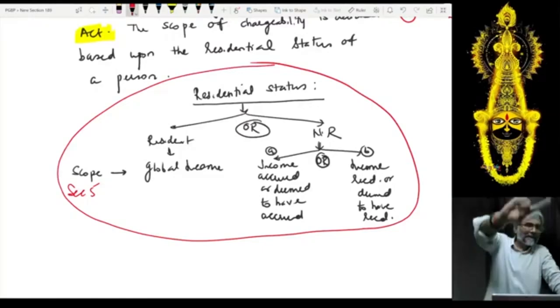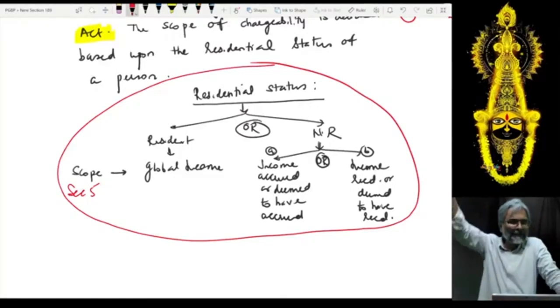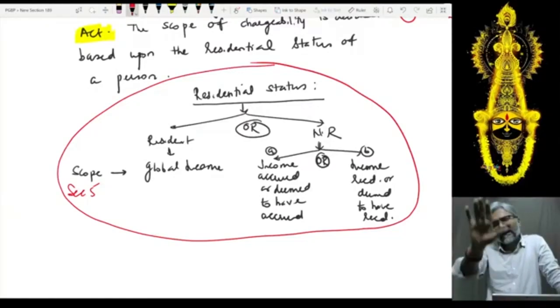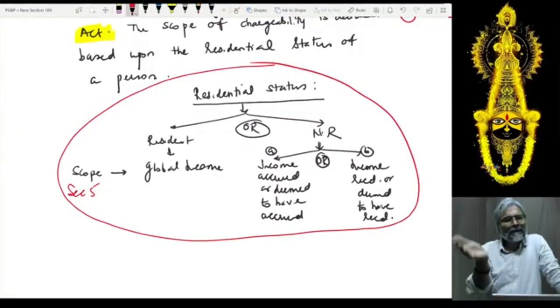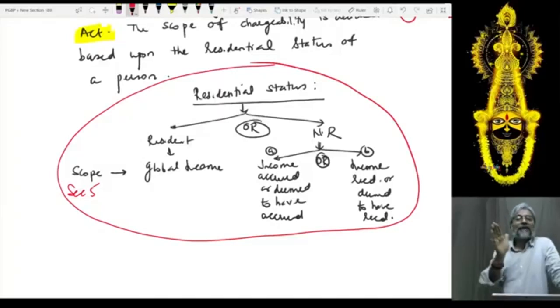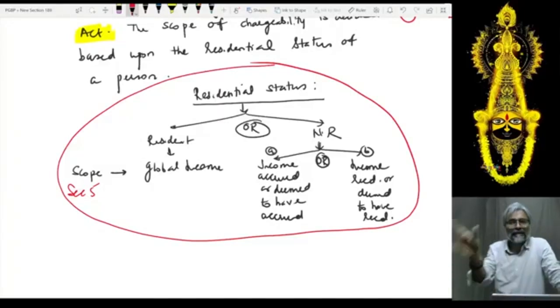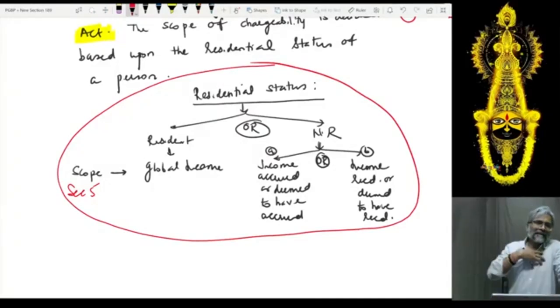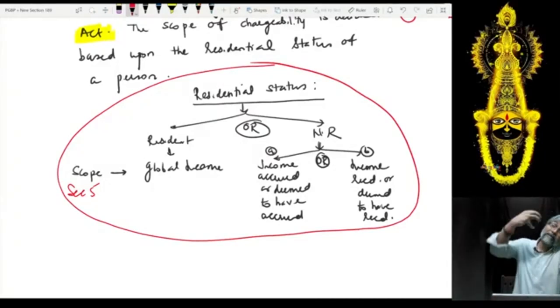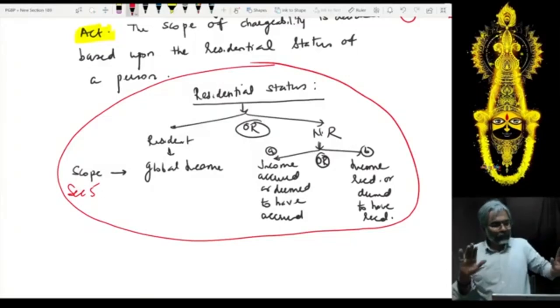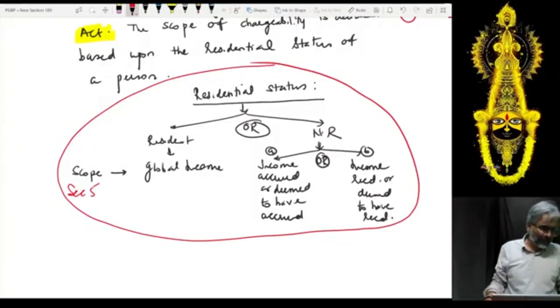So will you find a residential status concept in IDT? No. And why you will not find it? Primarily because the charge is not on the person, but it is on the transaction or it is on the event. Whereas in income tax, the charge is on whom? It is on the person. I hope that students, every one of you are clear with this one.